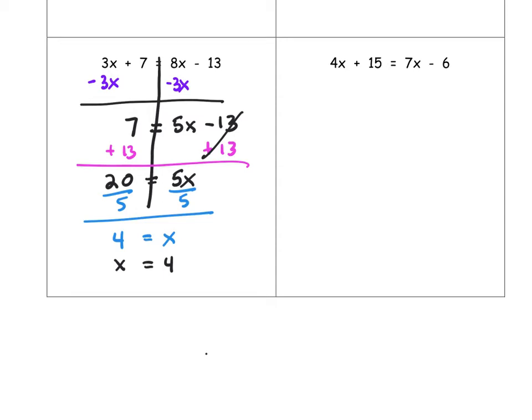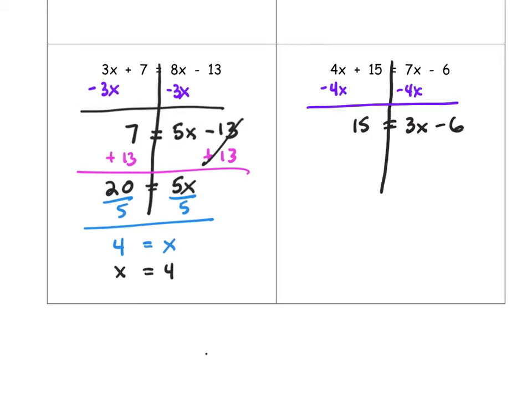Please tell me what the equation would look like after you eliminate one of the variables, the weaker variable. So your equation should say 15 equals 3x minus 6. And you should have eliminated the weaker variable, which is 4x, by taking it away on both sides. What is the next step in solving this equation?